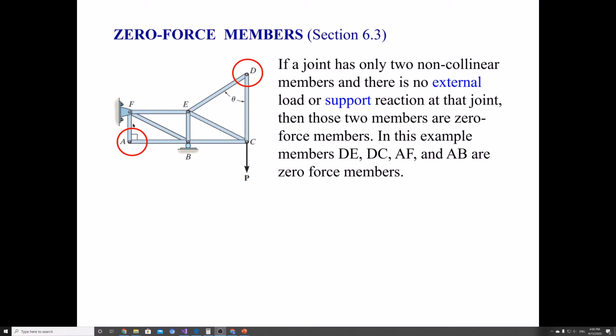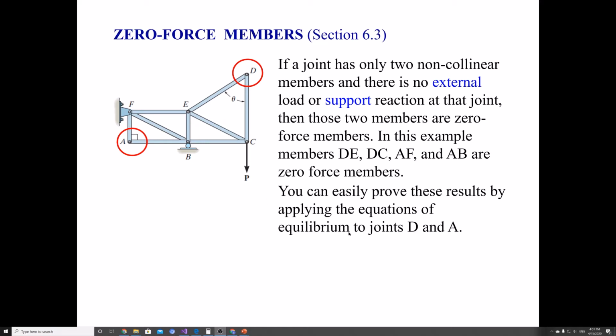This one's a little more obvious, I think, because this one has no y component whatsoever, and this one has no x component whatsoever. So just looking at that one, you can recognize that these two have to be zero force members. So it's one of the things to look at and recognize what the zero force members are beforehand, because that can simplify things a bit for you.